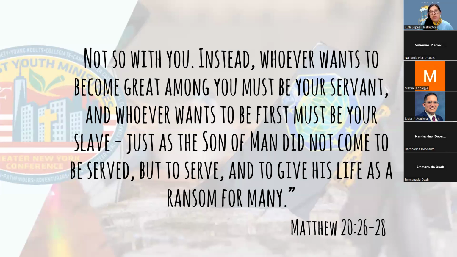But at all times we must remember this verse, Matthew 20:26 to 28. The Lord is saying, not so with you; instead, whoever wants to become great among you must be your servant, and whoever wants to be first must be your slave. Just as the Son of Man did not come to be served, but to serve, and to give his life as a ransom for many.